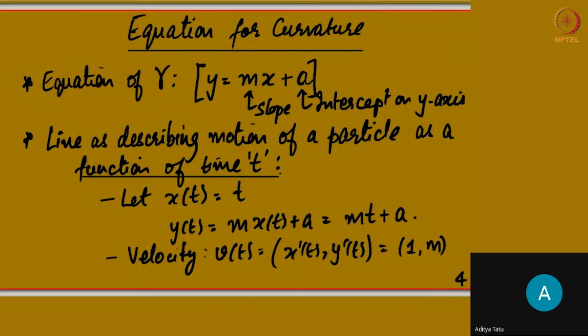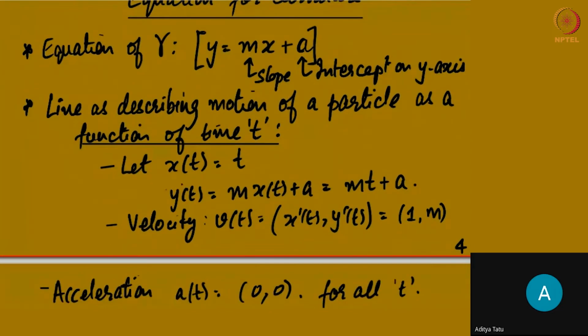Okay. So for example, I can say that the x coordinate at time t is exactly equal to the time. So x(t) is t. Once I use this, then y(t) can be obtained by just plugging in the x coordinate function in this equation over here. So my y(t) would be m x(t) plus a, and since x(t) is t, I have y equals mt plus a.